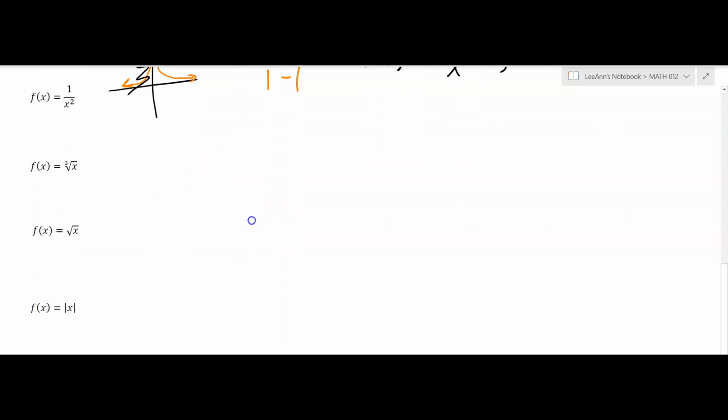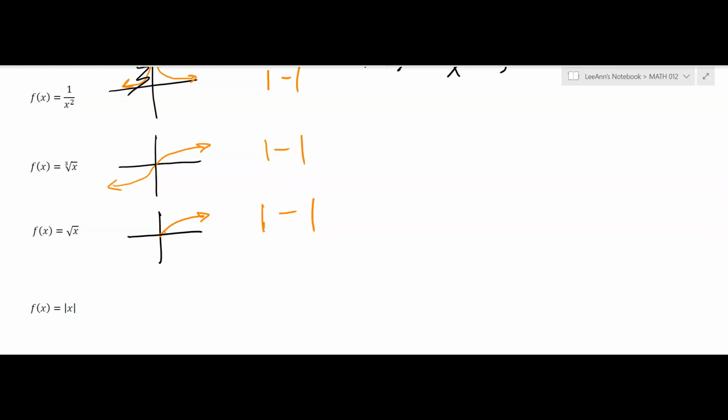Okay. So we've got another one. We've got the cubed root function. And the cubed root function looks like this. And that passes the horizontal line test, so it is one-to-one, so no problem there. And then the square root function looks like this. And that also satisfies the horizontal line test, so that is also one-to-one, so we don't have a problem there.